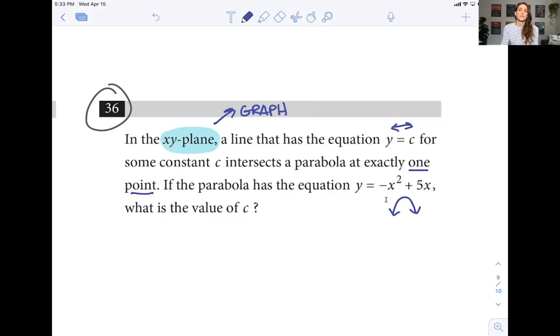So if we have a horizontal line intersecting the parabola that opens down only one time, it's going to intersect that parabola at the vertex. So in our calculator, we're going to find what is the vertex of that parabola. So to do that, I am going to switch my screen share here to a different screen. Let's see here. So I have this.